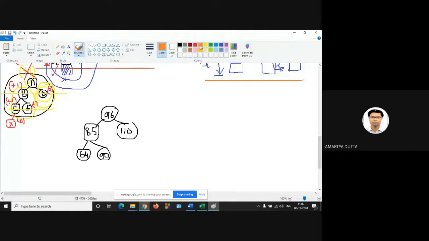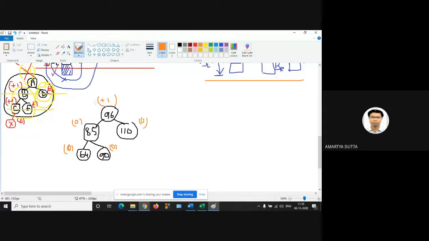Now calculate the balance factor of each node. What will be the balance factor of 64? 0. 90, 0. 110, 0. 85, what will be the balance factor of 85? 0. 96, +1. For 96, the balance factor is +1. So it is an AVL tree.